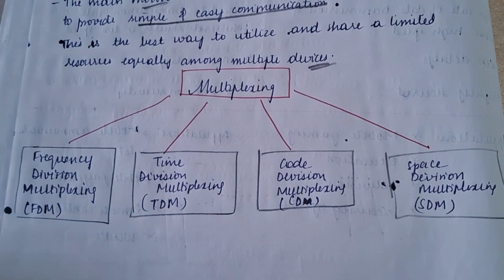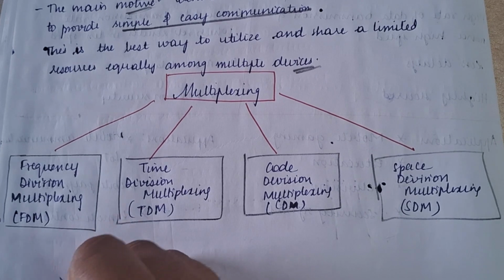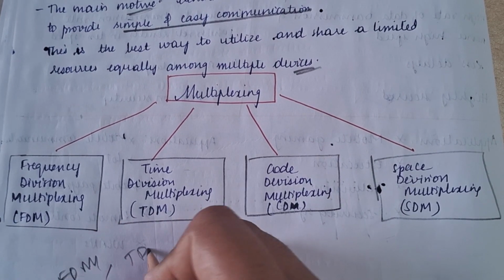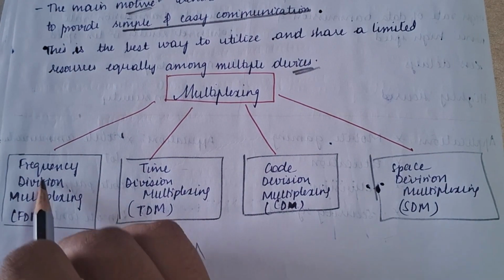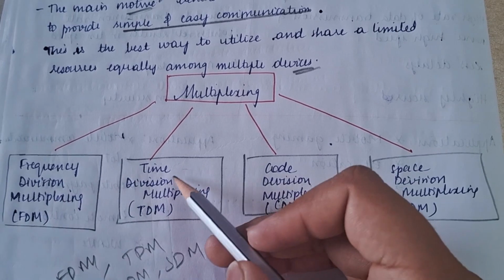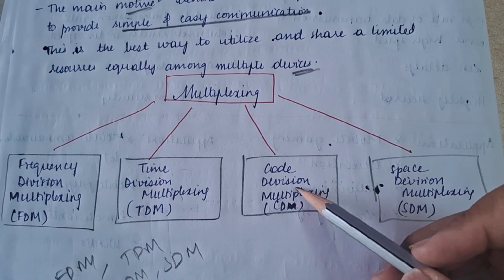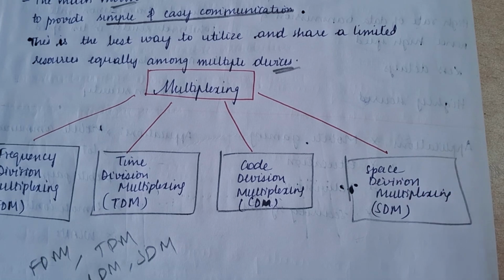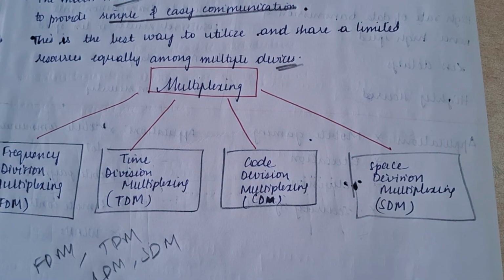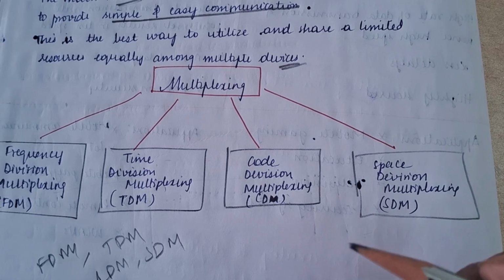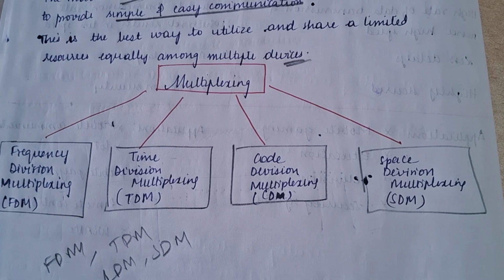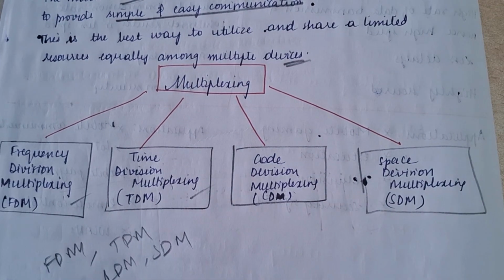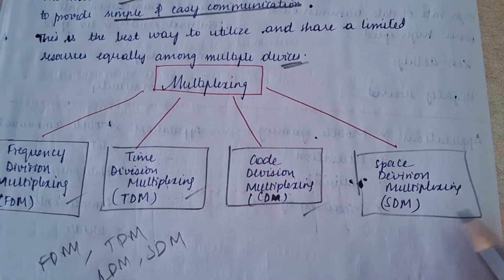Coming to the classification, multiplexing has been classified into four: FDM, TDM, CDM and SDM. That means frequency division multiplexing, time division multiplexing, code division multiplexing and space division multiplexing. These are the four classifications of multiplexing, which we will discuss one by one. In this video we will just discuss frequency and time. In the next video we will discuss code and space.